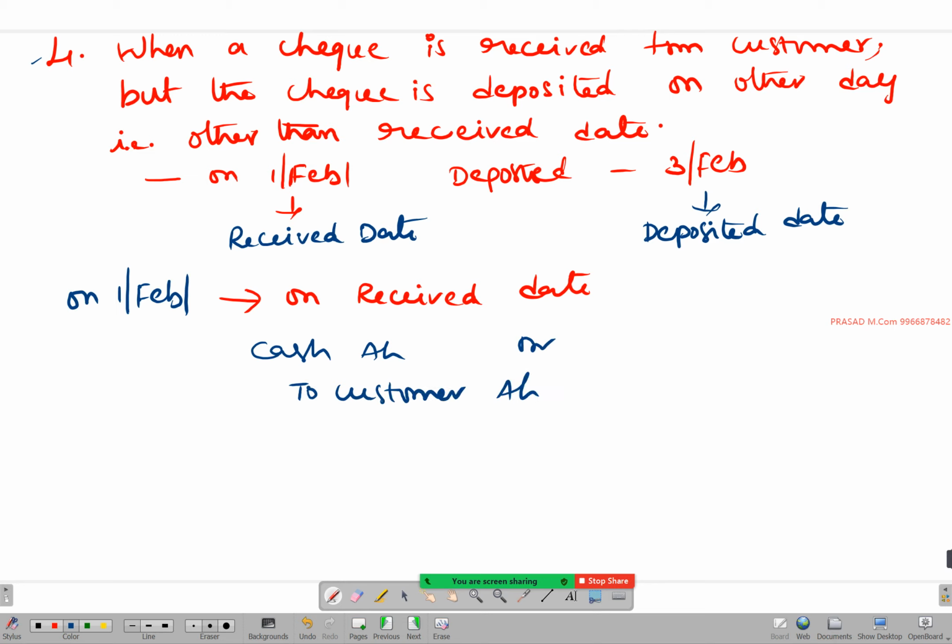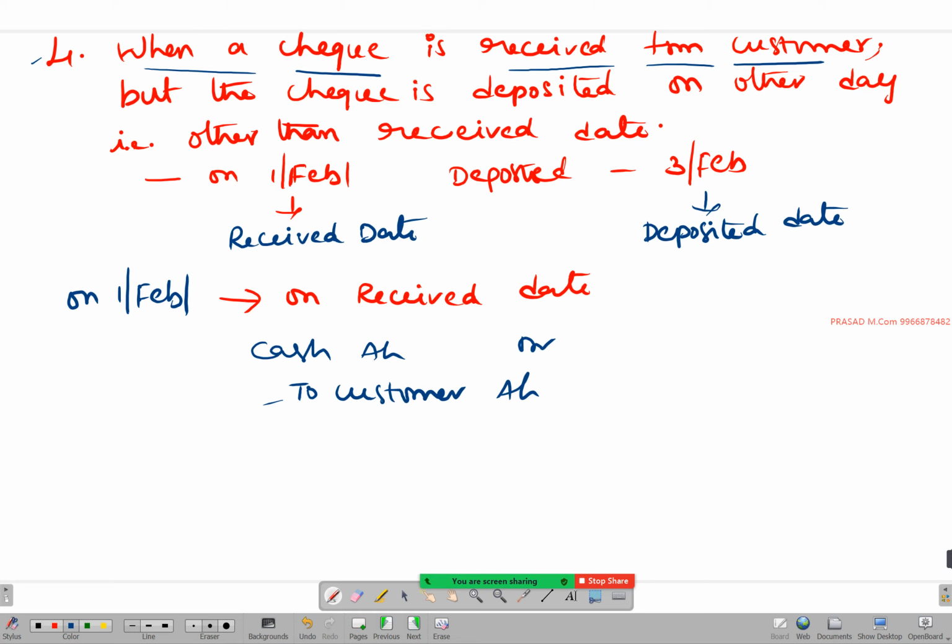Cash account debit to customer account, instead of bank account debit to customer account. Generally, when a check is received from a customer, it means the customer is a giver, and whatever check is received from the customer is deposited into the bank, so the bank is the receiver of the check.